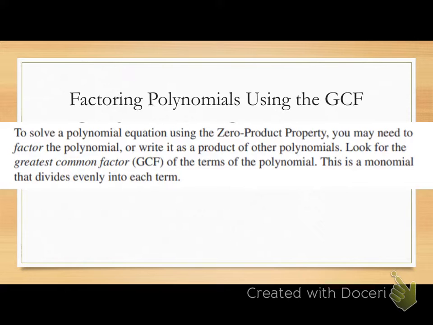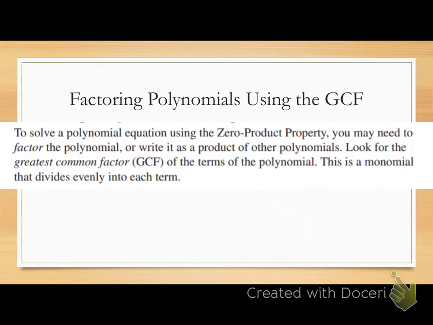To solve a polynomial equation using the zero product property, sometimes we may need to factor the polynomial first. Yesterday they were already factored for us, correct? Today we're going to have to factor them and then solve them. Okay? AKA we need to write it as a product of other polynomials.